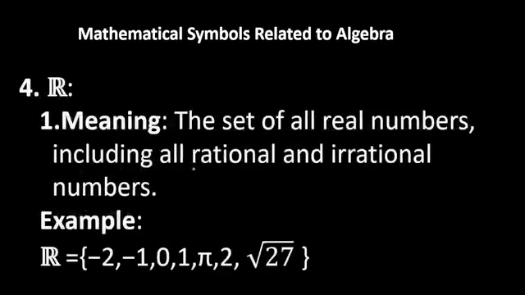So the next one that you need to know is called real number, which is a set of all natural numbers as well as what? It is a set of irrational numbers, rational numbers as well as zero. So a sample of real numbers are these ones.